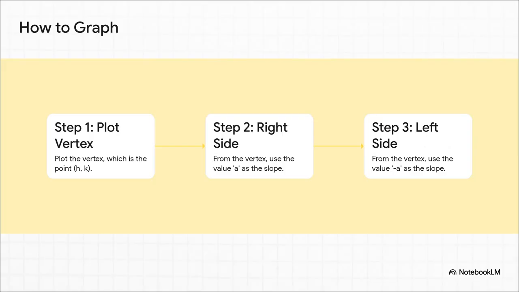So graphing any of them is actually a really simple 3-step process. First, find your home base, the vertex, which is just the point (h, k). Put a dot there. Second, use the A value as the slope to draw the right side of the V. And third, use the opposite of A, or -A, as the slope for the left side. And boom, you're done. You can graph any of them.